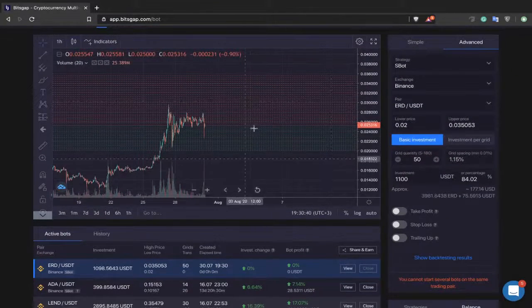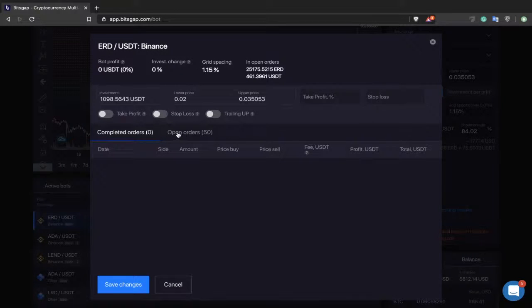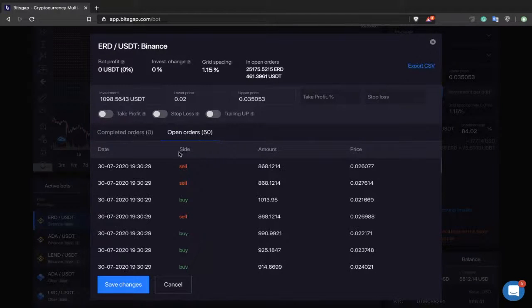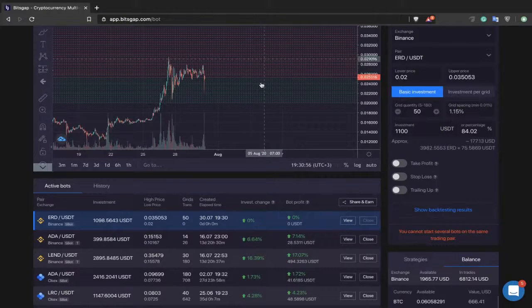All of the orders are plotted on the chart. You can click on the view button to see the amount of open orders, at which price, and what amount it will sell and buy as soon as the price triggers each of the levels.